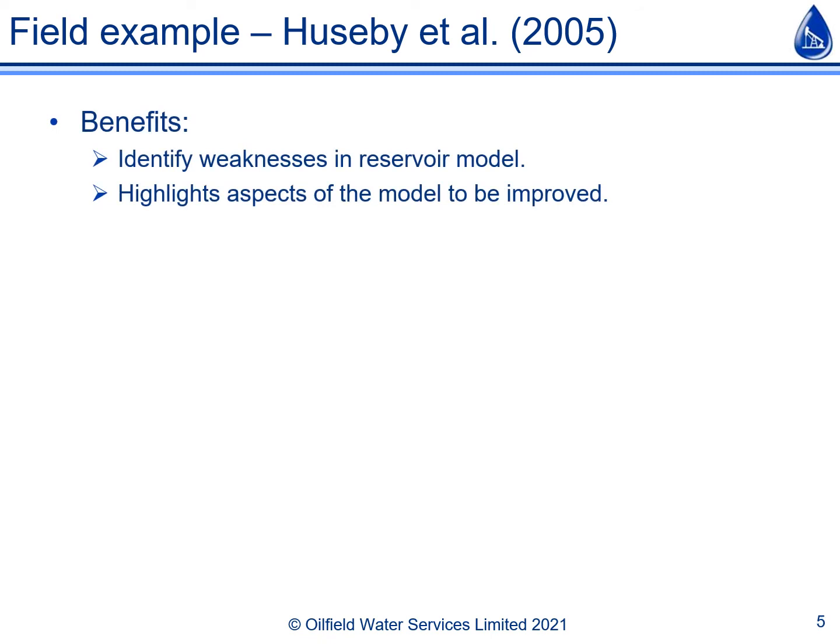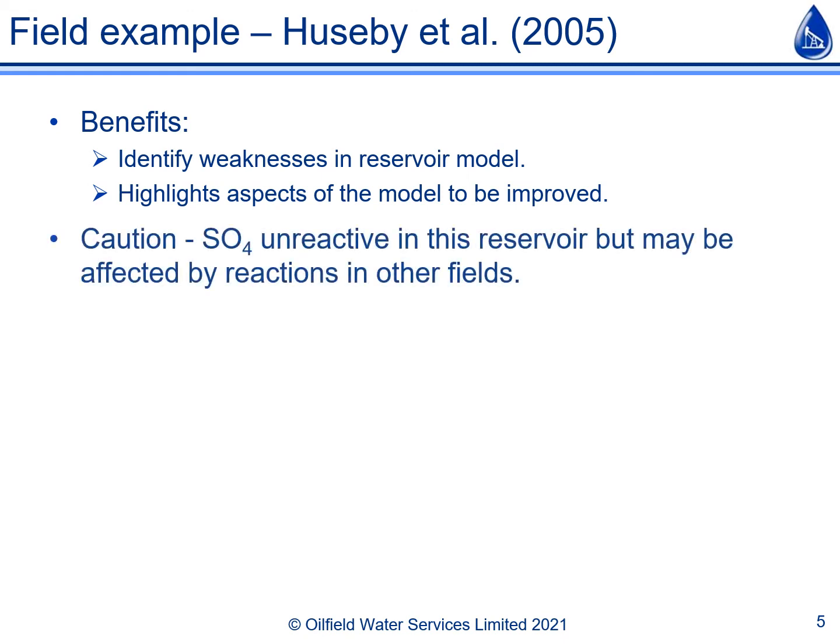This study showed that produced water analyses can be used directly to constrain the reservoir model where the reservoir is under water flood. Discrepancies between the observed and predicted natural tracer concentrations can be used to identify where there are weaknesses in the model, and this information can then be used to highlight where improvements to the model should be made. This approach requires the identification and use of a natural tracer in the produced water that is not significantly affected by reactions in the reservoir.